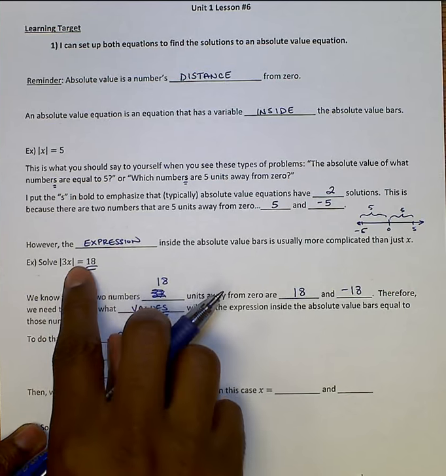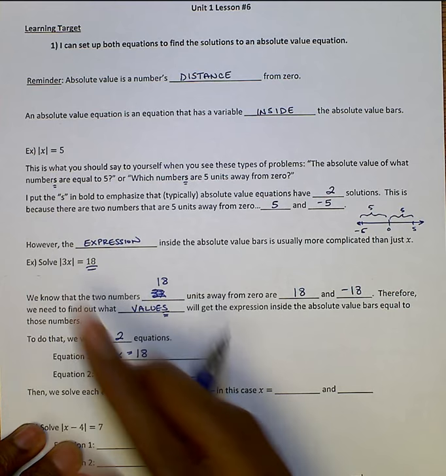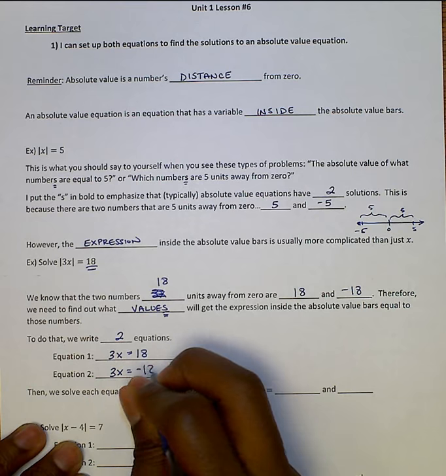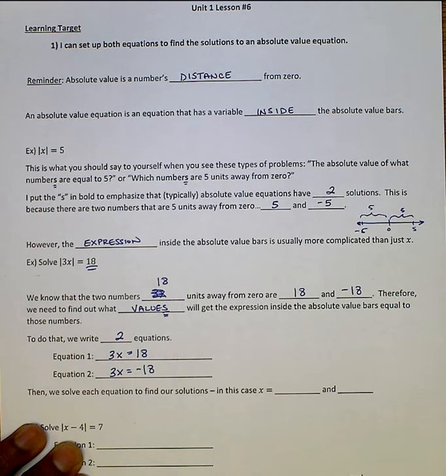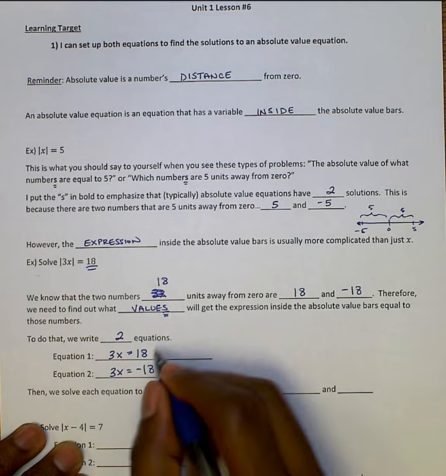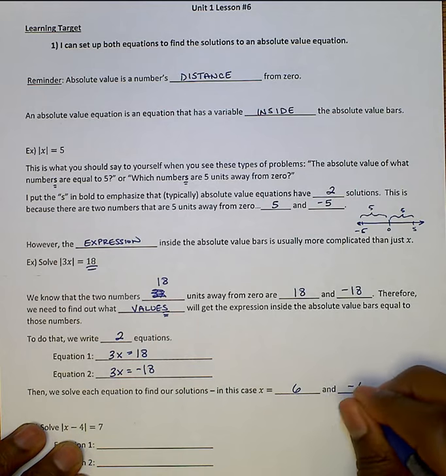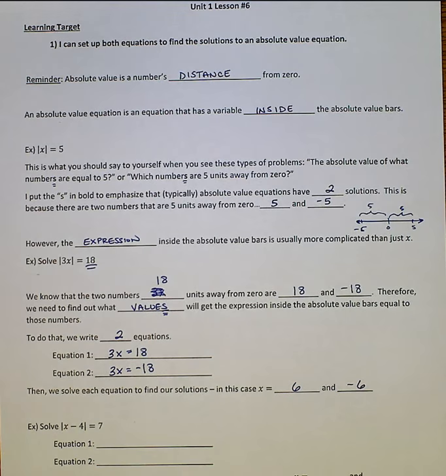It could be the positive of this. But we also say, okay, 3x could equal negative 18, the negative of this. And then we solve each problem and find our solutions. In this case, divide this by 3, we get x equals 6. Divide this by 3, we get x equals negative 6. Our solutions are x equals 6 and negative 6.